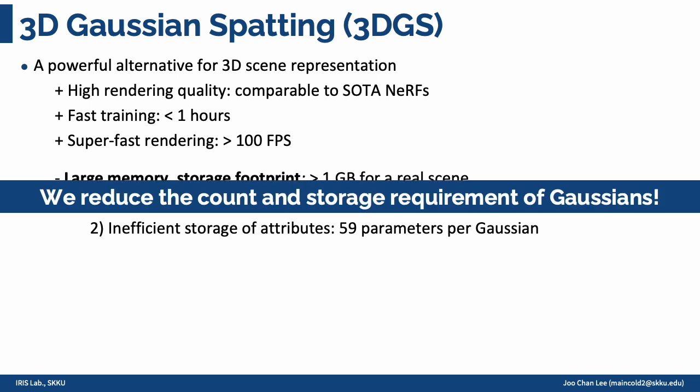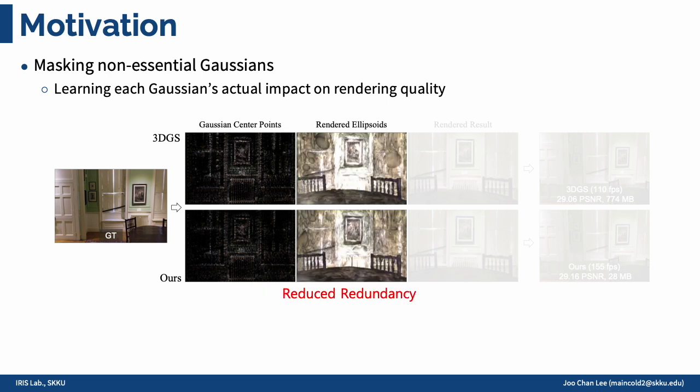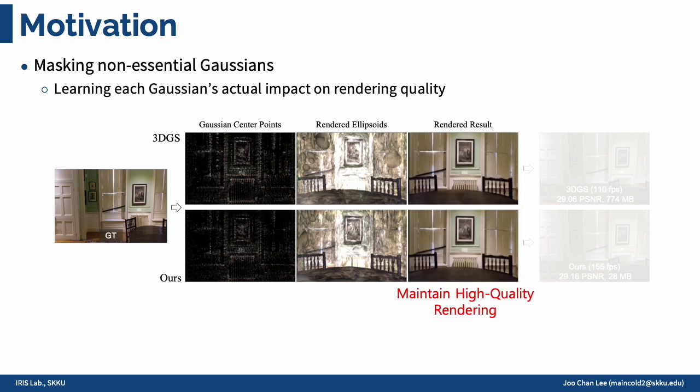In this work, we place a specific emphasis on two key objectives: reducing the number of Gaussian points and compressing the Gaussian attributes. To reduce the number of Gaussians, we mask out non-essential Gaussians by learning each Gaussian's actual impact on rendering quality. This allows the reduced redundancy of Gaussians, while preserving high-quality rendering.